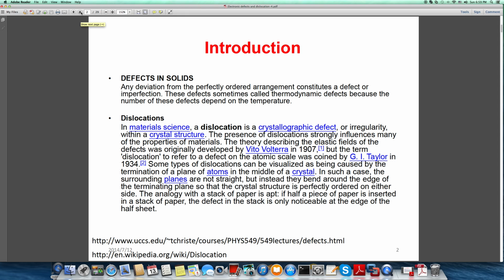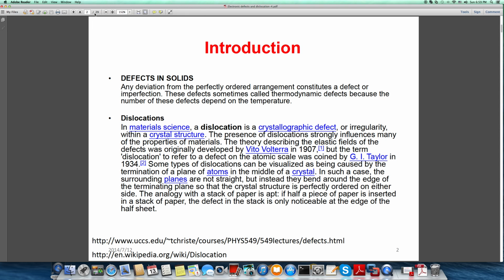Here, I'll focus on two kinds of defects. One is electronic defects, like oxygen vacancy and its electronic defects. The other is dislocation, such as screw dislocation, edge dislocation, and threading dislocation. As I mentioned, defects are related to thermodynamics and thermal energy. Let's deep dive into thermodynamics first.